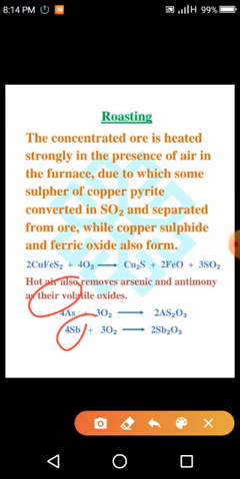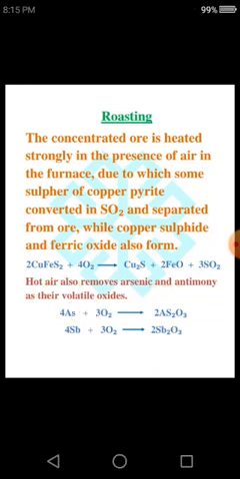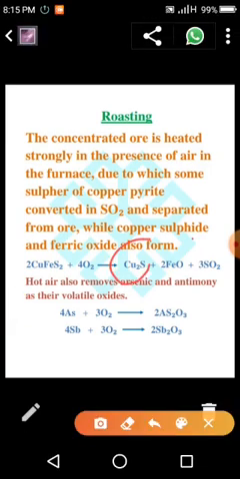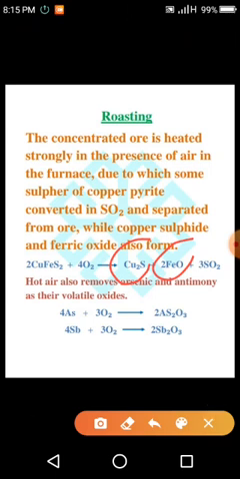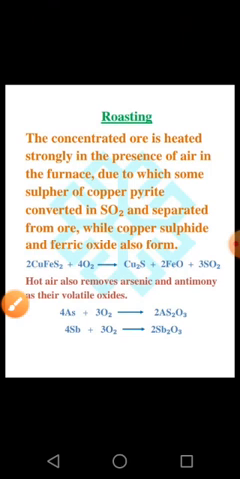So when the concentrated ore is roasted, oxygen also reacts with them and forms volatile oxides, such as arsenic oxide and antimony oxide. They are volatile in nature and are removed from the furnace. Now we have two compounds, number one copper sulfide and number two ferric oxide. We have to remove ferric oxide and sulfur one by one. Now we are moving towards the next stage to remove ferric oxide.